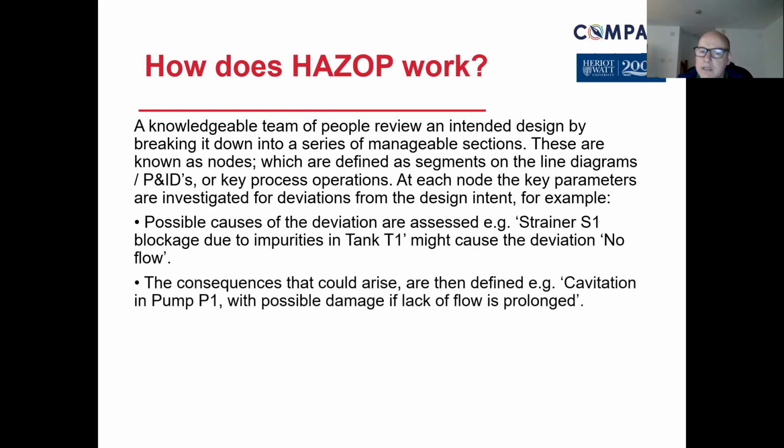You then focus on the consequence, and then it's, if it is acceptable, do very little, but if it's not acceptable, what are we now going to do to mitigate that? So it might require more sensors, more gauges built into the system to be able to give you that information so it can then respond in a quicker time. But nevertheless, look at the consequence. Here, if we have cavitation in the pump, P1, with possible damage if the lack of flow is prolonged. So let's say there's a blockage, again, inside the pump, and it's supposed to be delivering fluid from one tank to another.